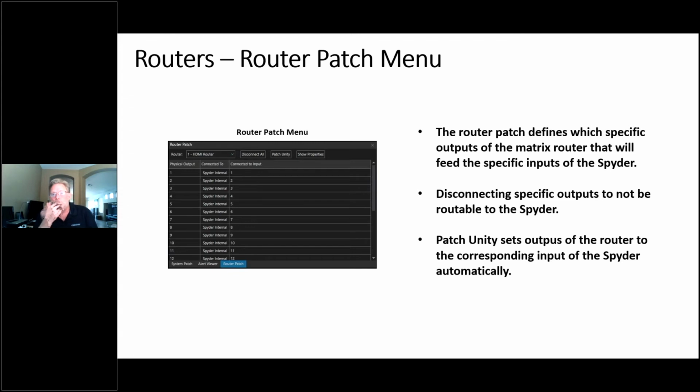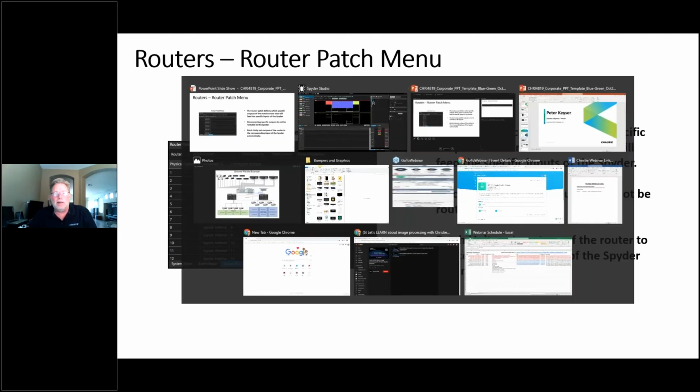So it says the router patch defines which specific output of the matrix router will be fed to the Spyder specific inputs. You can actually go in and disconnect specific outputs of the router so they don't see it, so it's impossible for them to actually be routed in. And then there's a function in there called unity, which basically just sets the out to in, and you don't have to really worry about that much. But here's how we get into that.